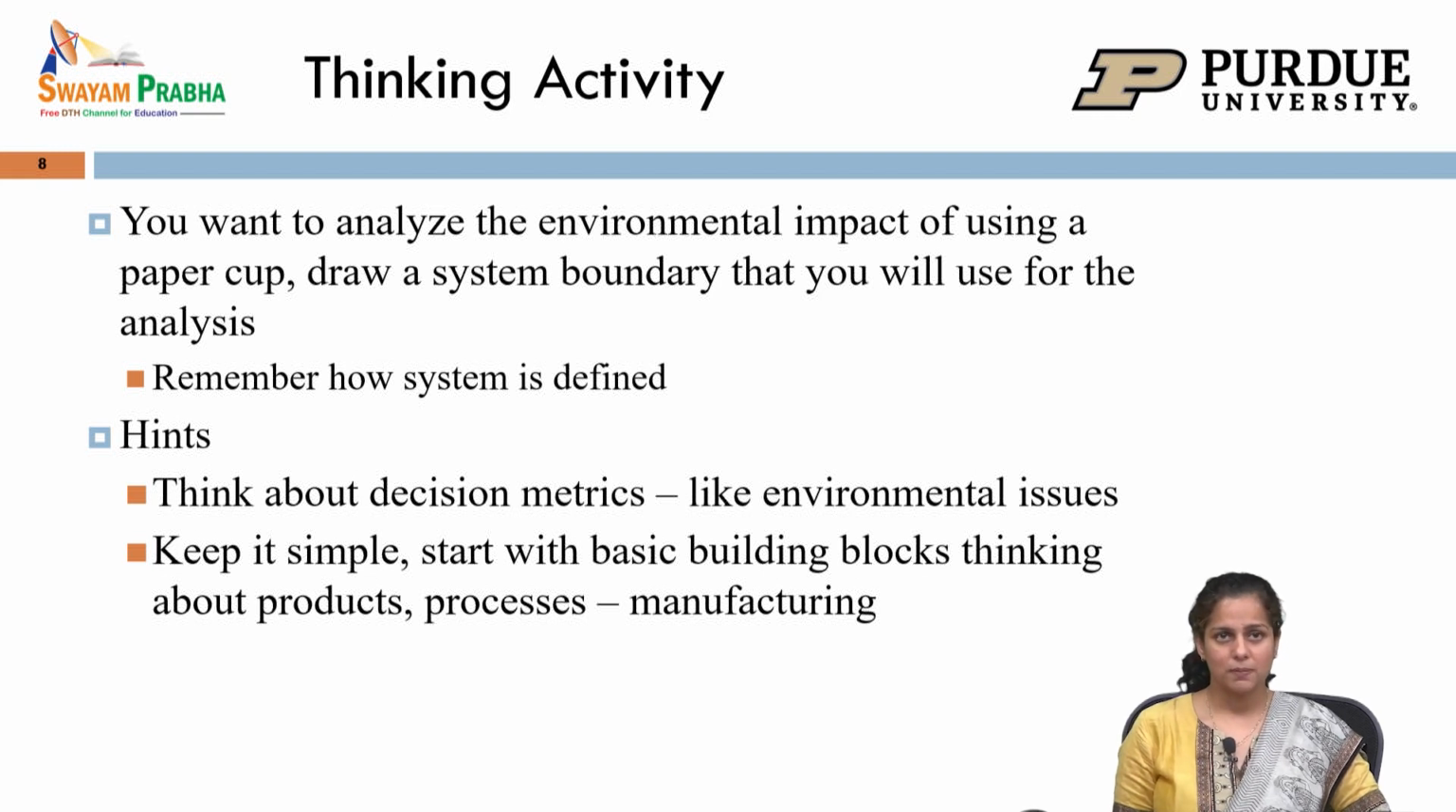Here you have to think about a decision matrix, like the environmental issue. You can think about what kind of environmental impact you are more interested in. It could be the emissions, it could be the water usage in paper cup manufacturing, or it could be just the disposal. So, while you are doing this activity, keep it simple. Start with the basic building blocks, thinking about products, processes and manufacturing. And if you are very new to this kind of thinking and you do not know what actually happens in paper cup manufacturing, you do not need to worry. Just think about different stages of the life cycle and draw this system boundary.